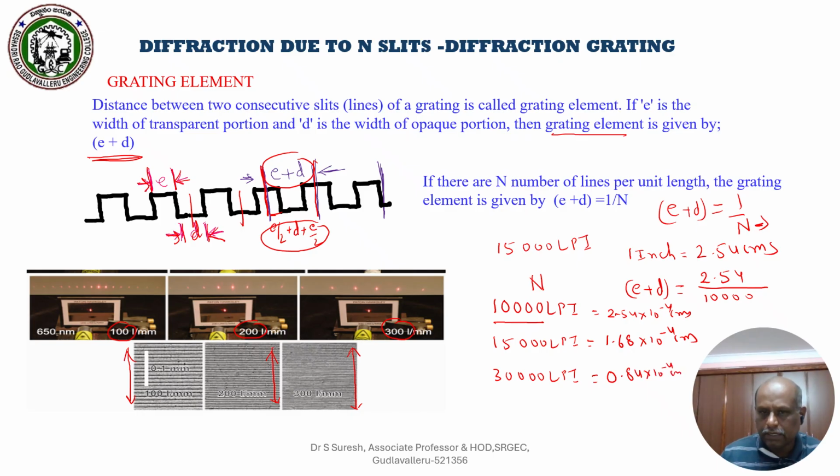So what does it mean? If the number of lines n is increasing, the e plus d value is going to decrease. So e plus d is equal to 1 by n.